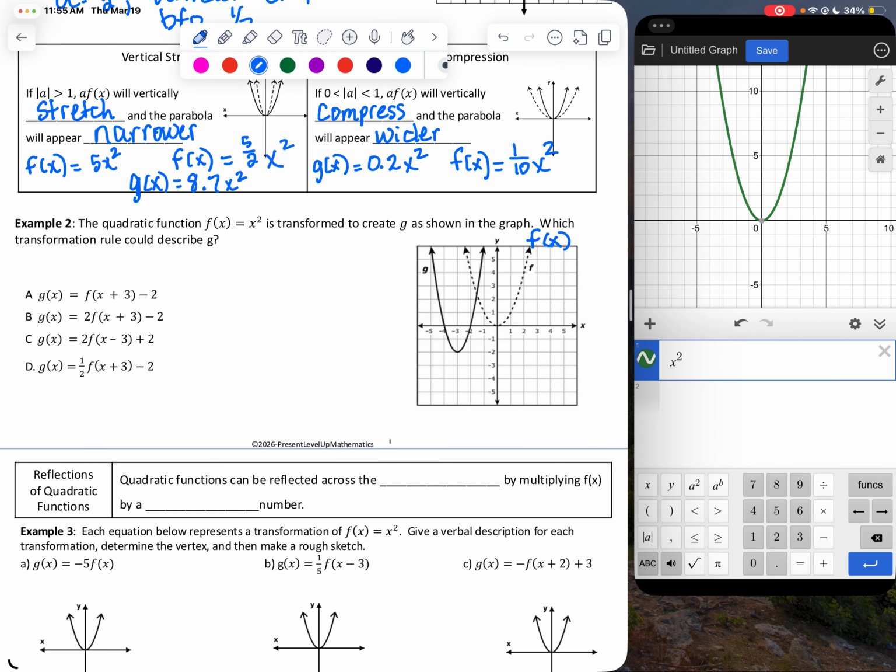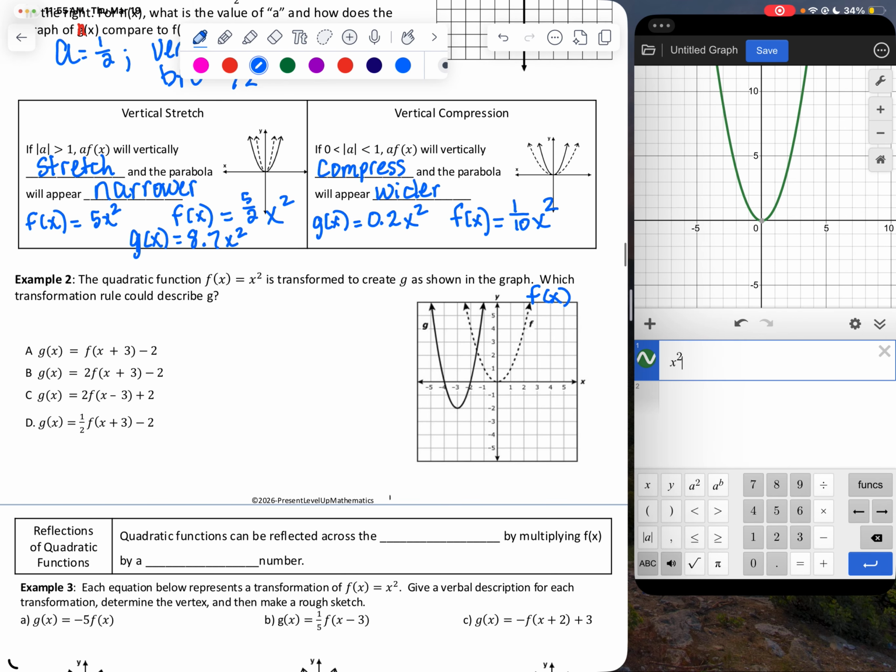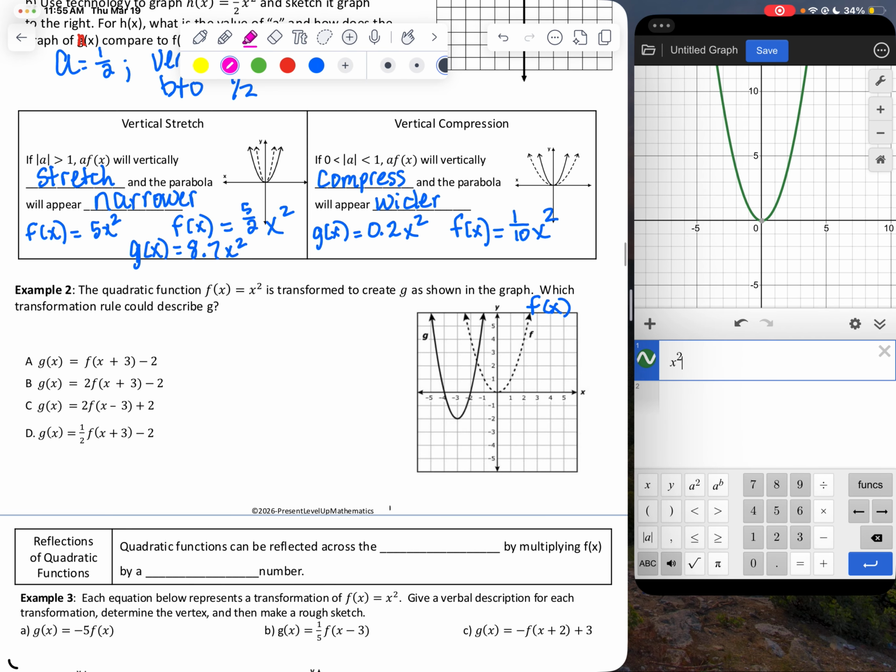Okay, hopefully you said narrower. So if it's narrower, then a must be greater than 1. So a must be greater than 1. Okay, so I'm going to eliminate answer A and answer D because I know the value of a must be bigger than 1. Now, for B and C, we have two functions that both have an a value of 2. So those are both possible answers.